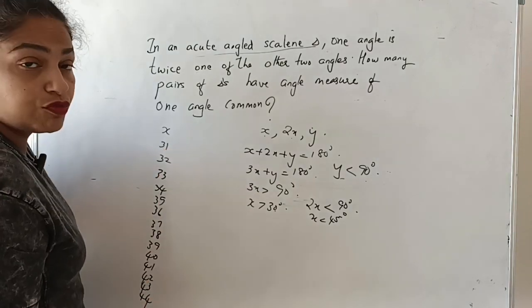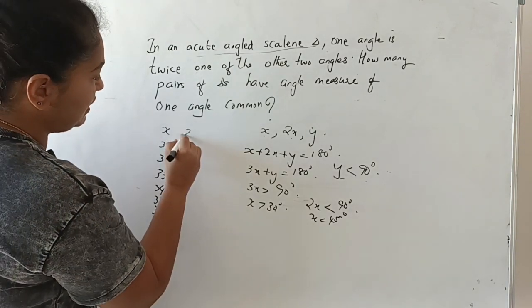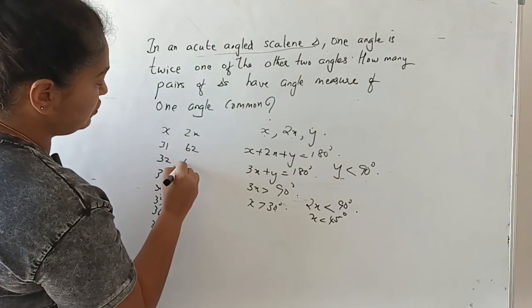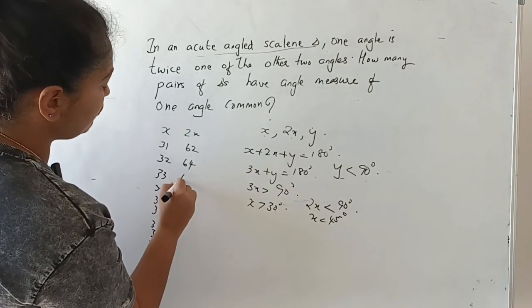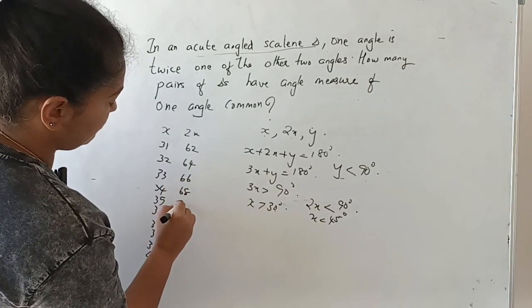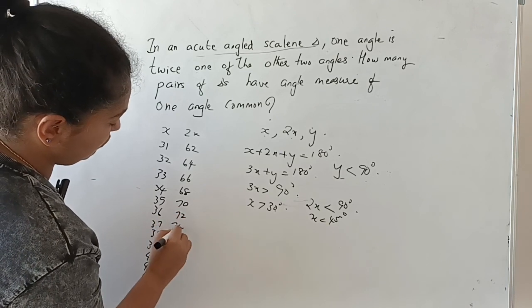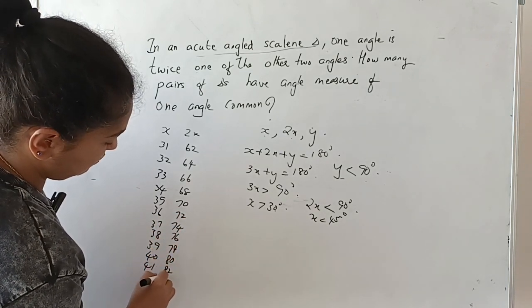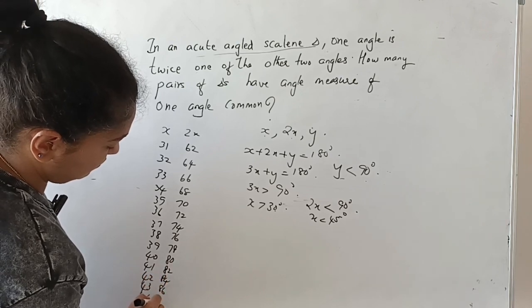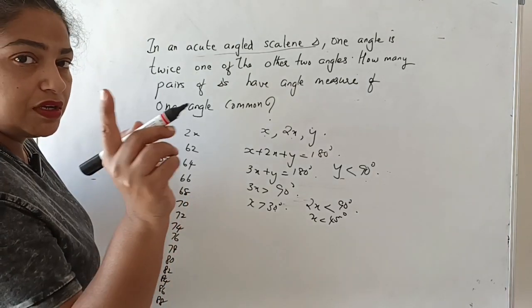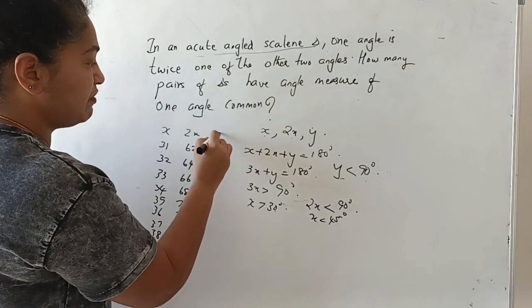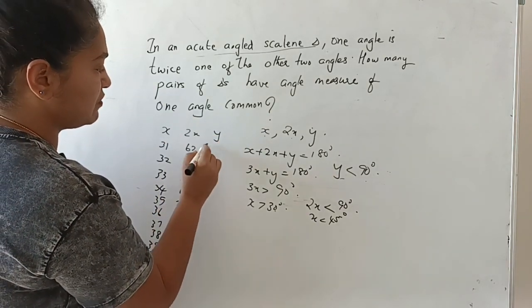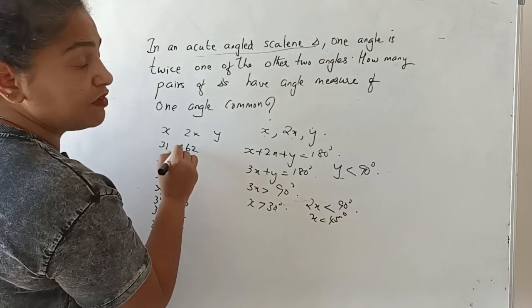From 31 up to 44. And my 2x will be 62, 64, 66, 68, 70, 72, 74. 88. Now I need to find the value of y. What is my y? y is equal to 180 minus 3x. So here I get 180 minus 31 plus 62.